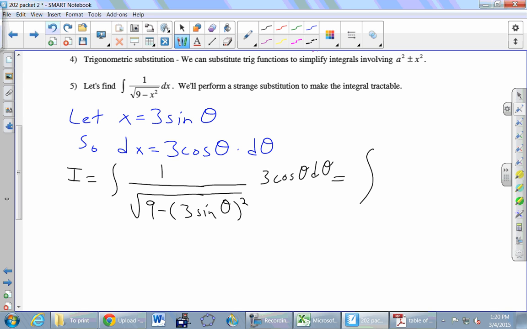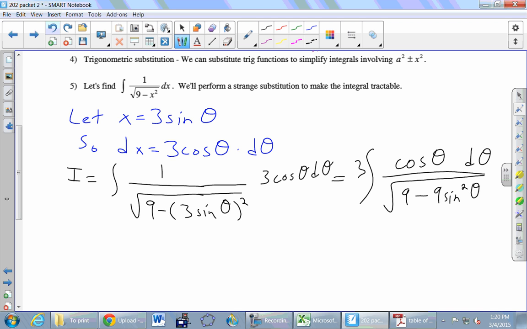This is equal to, I'll put the 3 cosine theta, you know what, I'll put the 3 outside. Cosine theta is still here. But the bottom is where the magic is going to happen. So this is equal to the square root of 9 minus, so squaring everything in there gives me 9 sine squared. Yeah?